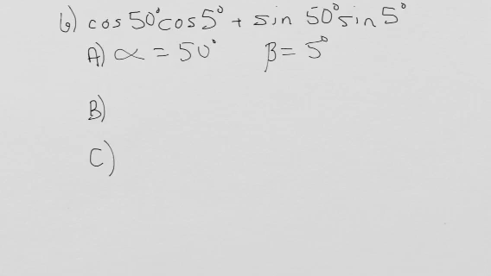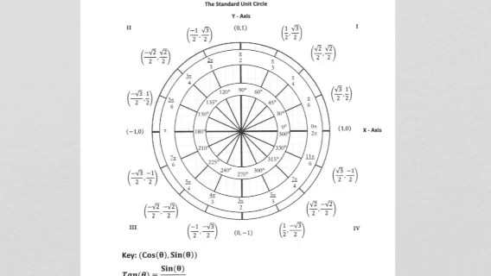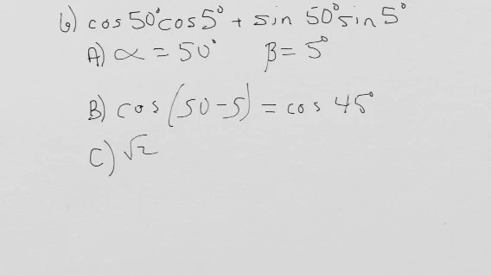All right, so part B then is to write the expression as the cosine of one angle. So that means I'm going to essentially reverse this process back to the 50 minus 5, taking those two angles, subtracting them, which would be cosine 45. And we know the answer to cosine 45 because it's on our unit circle. So if I go to 45 degrees, the cosine's the first one listed. There it is. Square root 2 over 2 would be the answer for number 6, part B. Or part C, square root 2 over 2.